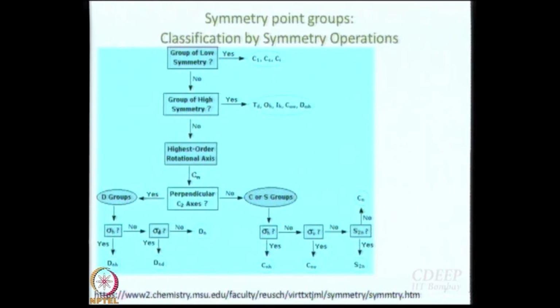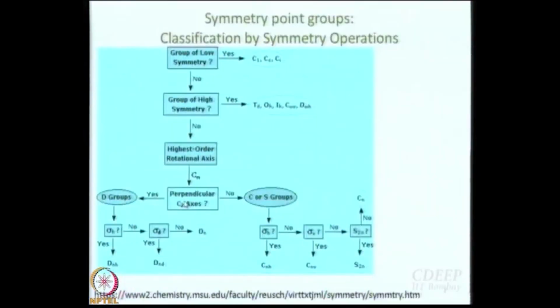Okay. The next thing to ask is about the other end of the spectrum. If it is not a group of low symmetry, is it a group of very high symmetry? We are going to discuss these groups: tetrahedron, octahedron, icosahedron, C infinity V, D infinity H. We will see what they are. They are special groups. Tetrahedron, icosahedron, octahedron have multiple principal axes of symmetry. And C infinity V and D infinity H are essentially linear molecules, linear molecules with or without inversion symmetry.